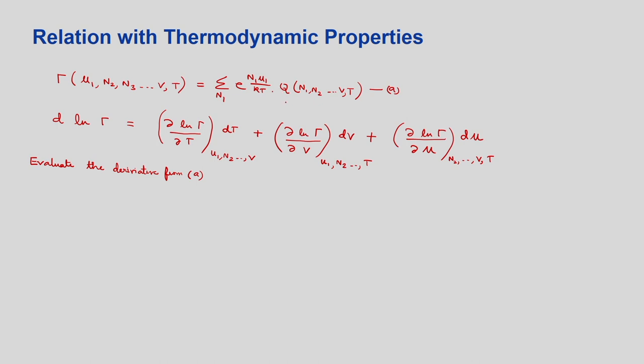So it will be ∂q upon ∂ of ln q by ∂t. Let me write those two expressions, because the temperature term is there. Suppose this is your first term and this is your second term. In this term temperature is there, and in the second term temperature is there as well. So we will have two derivative terms involving temperature. Let me write those terms.